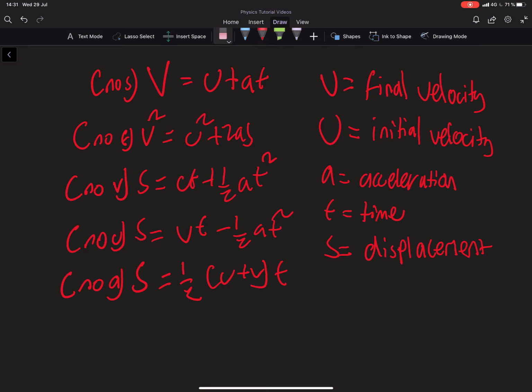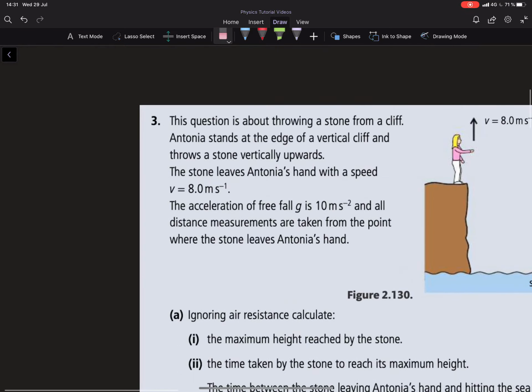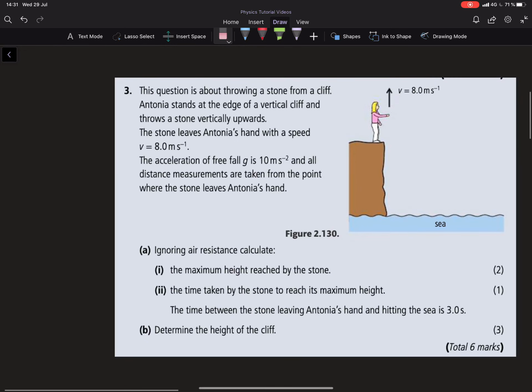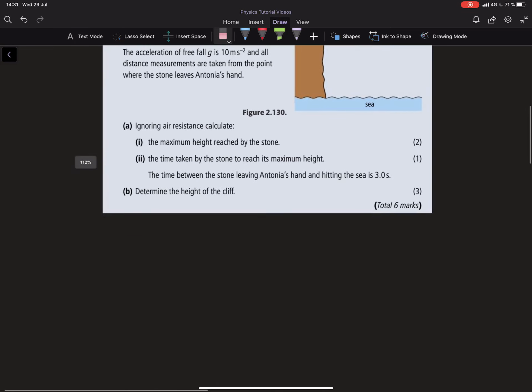So let's go through an example now. This question is about throwing a stone from a cliff. Antonia stands at the edge of a vertical cliff and throws a stone vertically upwards. The stone leaves Antonia's hand with a speed of V is equal to 8 meters per second. The acceleration of free fall, g, is 10 meters per second squared, and all distance measurements are taken from the point where the stone leaves Antonia's hand.